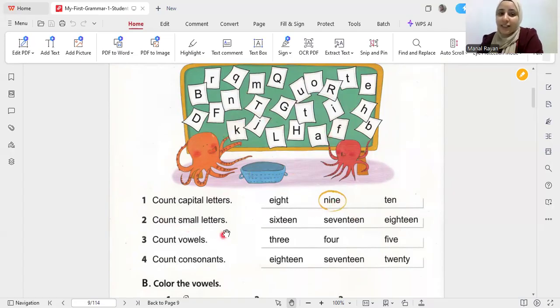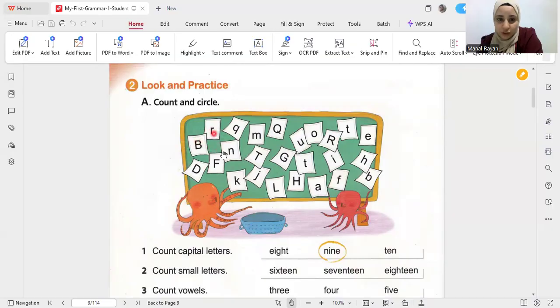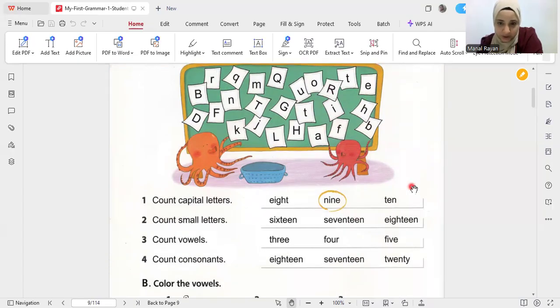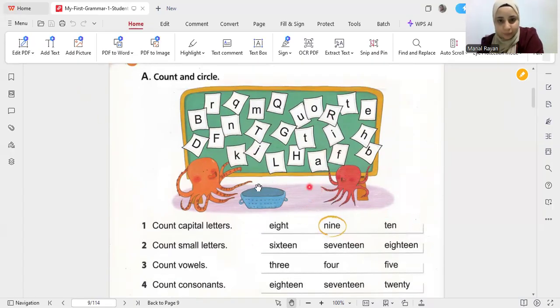Count small letters. Let's count how many small letters there are. Okay, 1, 2, 3, 4, 5, 6, 7, 8, 9, 10, 11, 12, 13, 14, 15, and 16. These are 16 letters.